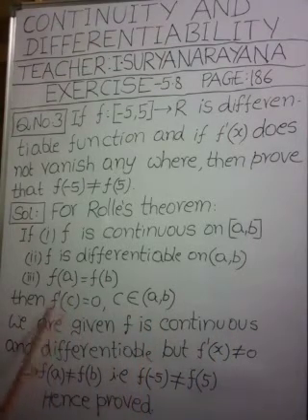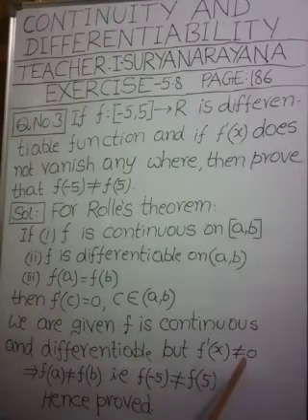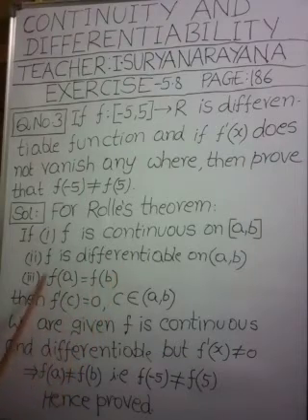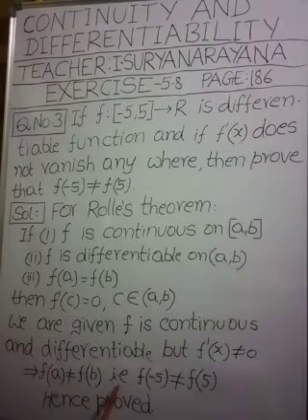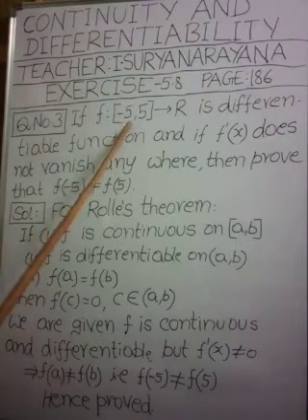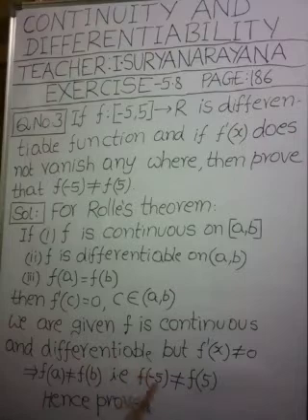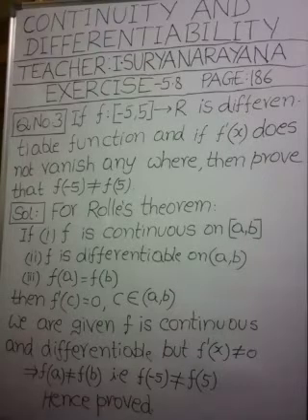But the condition f dash of x is not equal to 0 means the third condition is not satisfied by f. This implies f of a is not equal to f of b. Here a means -5, b means 5. That is, f of -5 is not equal to f of 5. Hence proved. Understood, my dear children? Right.